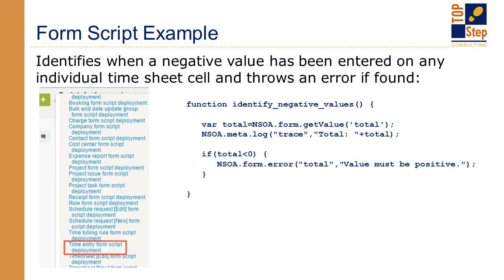Or if it's greater than $100, maybe you need to have more information on that expense receipt. And so you could use this exact same kind of form script to say, if this value is greater than 100, make sure that this value of this other field is populated, and et cetera. Okay, a lot of things you can do with this.